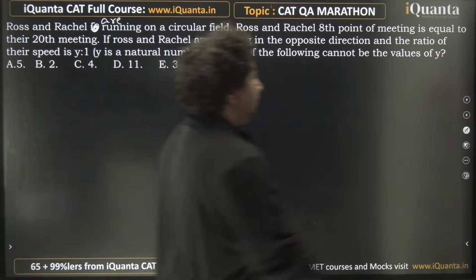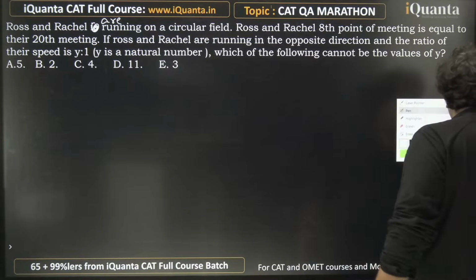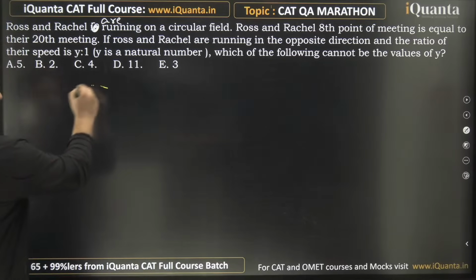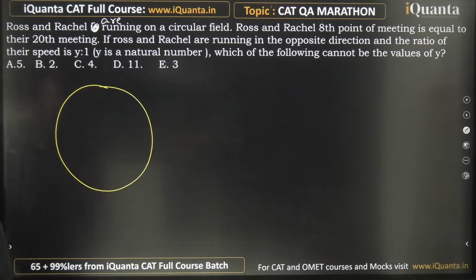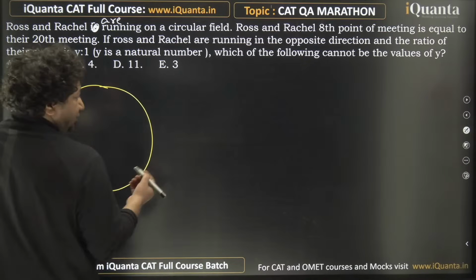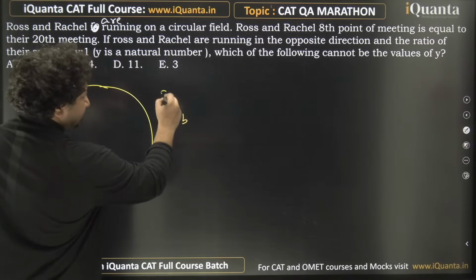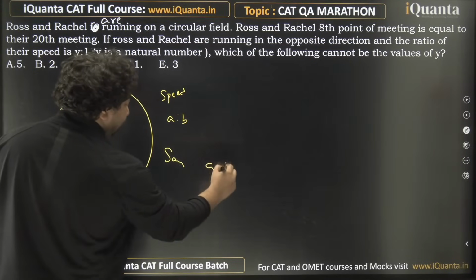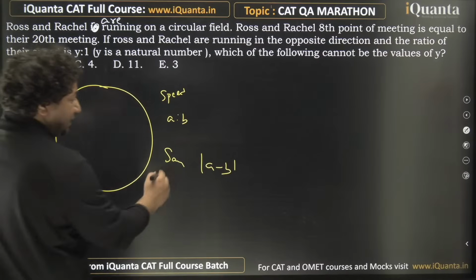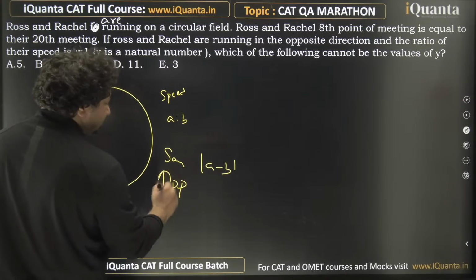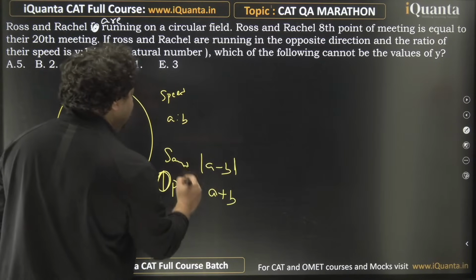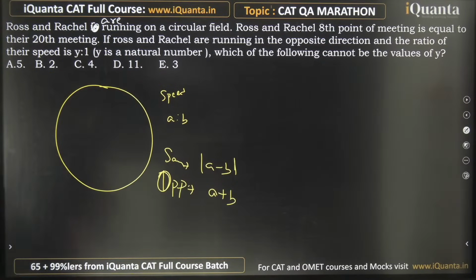Okay, so this will involve a very beautiful concept that whenever two people are running on a circular track where the ratio of their speed is a is to b, then in same direction they will meet at mod of a minus b distinct points, and in opposite direction they will meet at a plus b distinct points. I hope all of you know that. Yes or no? All of you know this one?